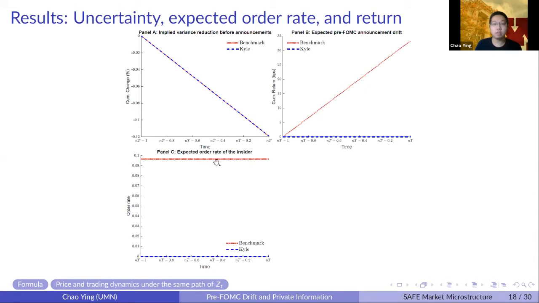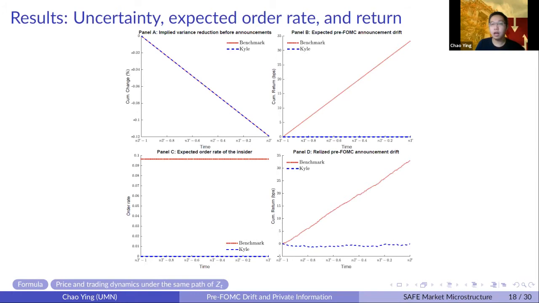The third figure plots the expected order rate of the insider. In the Kyle model, on average, the expected order rate from the insider is 0, whereas for the benchmark, it is positive. In the end, I plot the realized pre-FOMC announcement drift through simulations. I find that only when the market makers are risk compensated can the pre-announcement drift match the level of the data. If you take the Kyle model, the return is around 0.